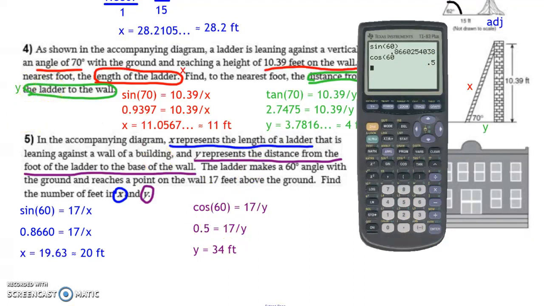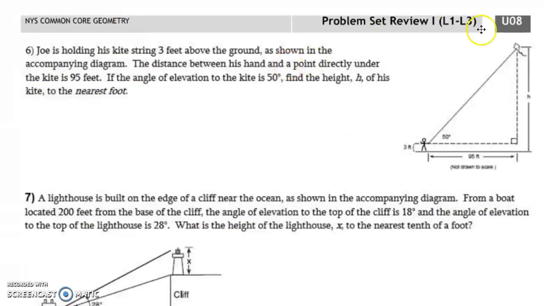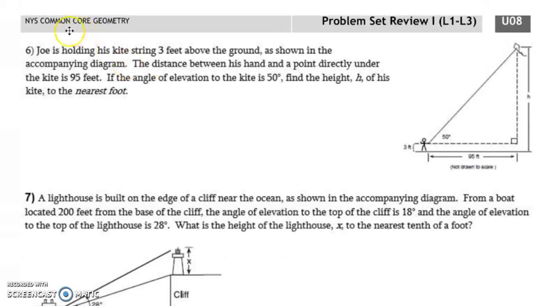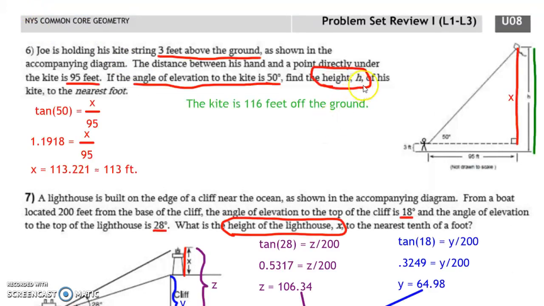All right, take a look at page 2 of the problem set from lesson 2. Try these questions and then see if you're right. All right, more finding the missing side here. We use tangent here because tangent is equal to the opposite over the adjacent, but I want you to notice one thing. The person is holding this kite 3 feet above the ground, so once we find this x distance, it's not all the way to the ground. There's another 3 feet here.